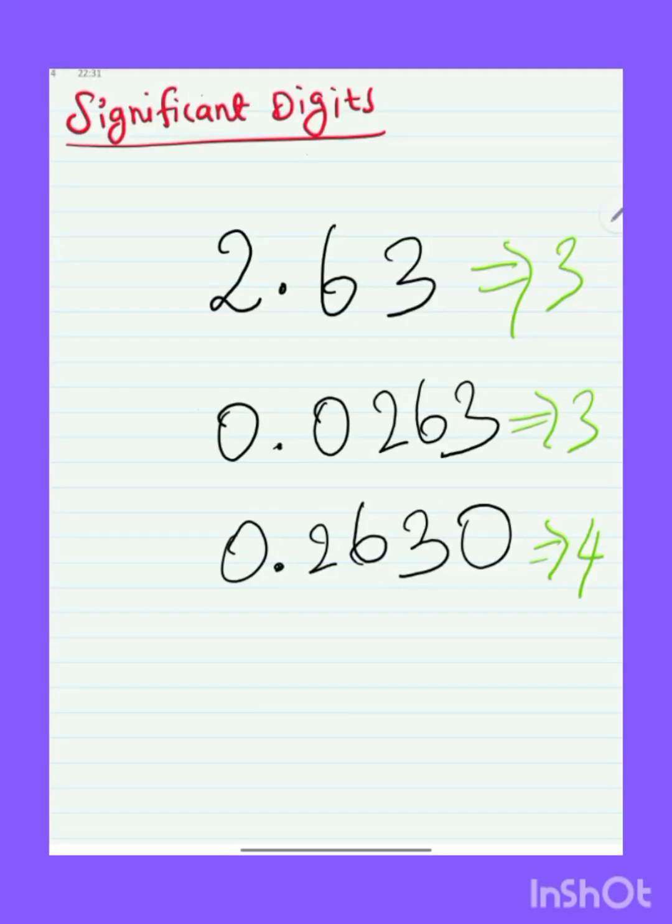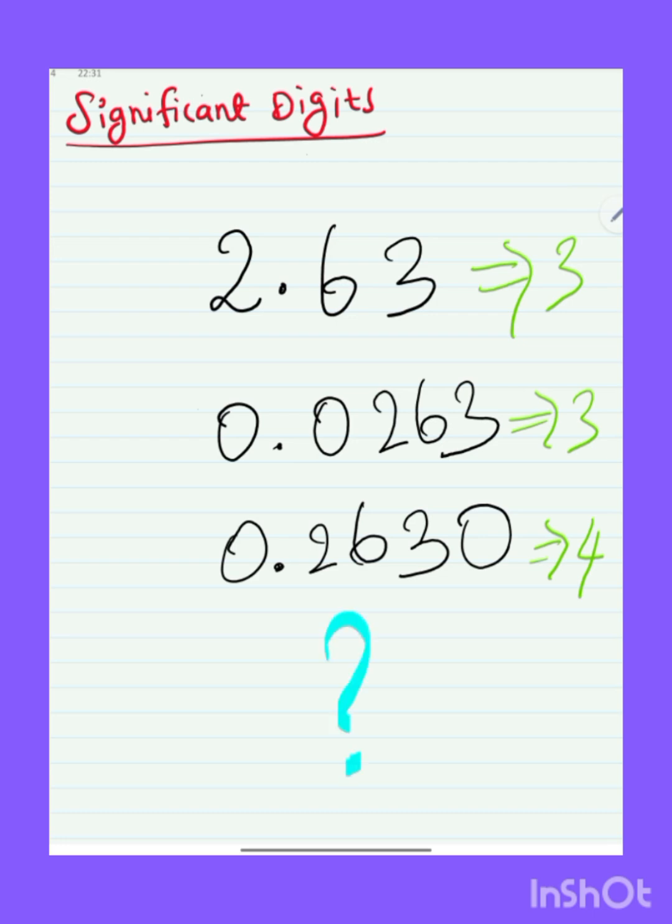Hello guys, today we will discuss significant digits. Here the number 2.63 has 3 significant digits and the number 0.0263 also has the same number of significant digits, but 0.2630 has 4 significant digits. Why? What is the reason?